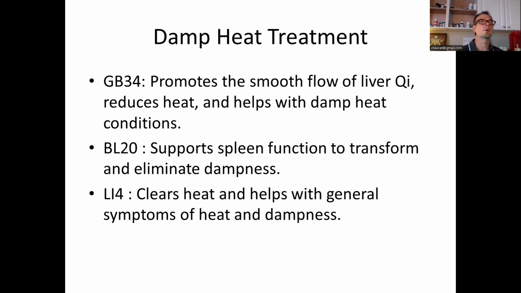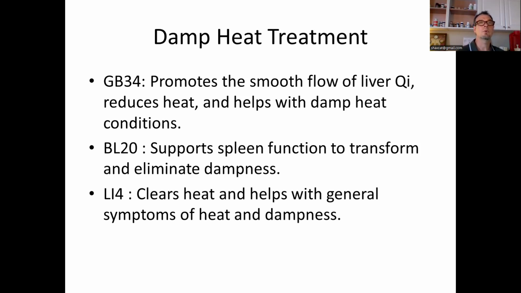Gallbladder 34, we've talked about that, especially with liver 3. Those two points have a nice synergistic effect, especially if you're getting accumulation in the abdomen. It helps the flow of liver chi, helps reduce heat, and helps with that damp heat condition. Bladder 20 is the back shu of the spleen. You're supporting the spleen's function of transformation and transportation to eliminate the dampness.